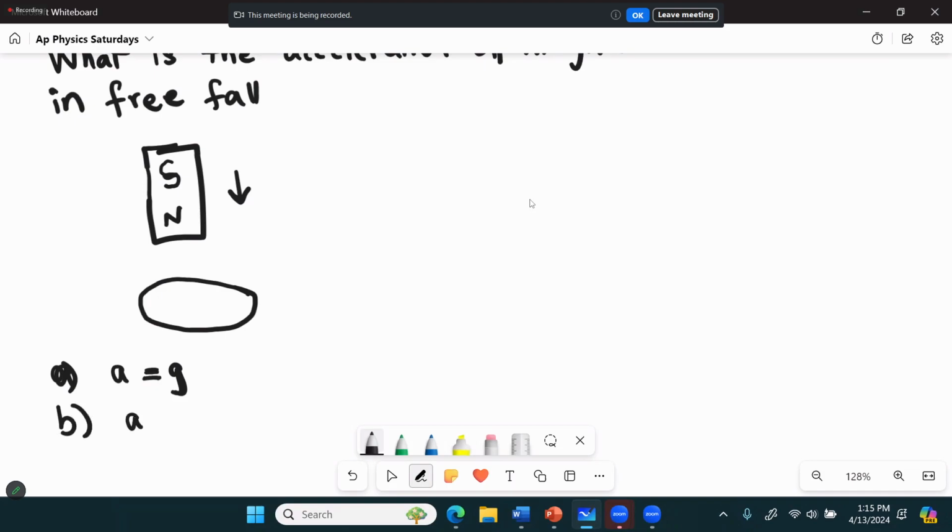Option number B says that the acceleration will be less than g. Option number C says the acceleration is going to be greater than g.